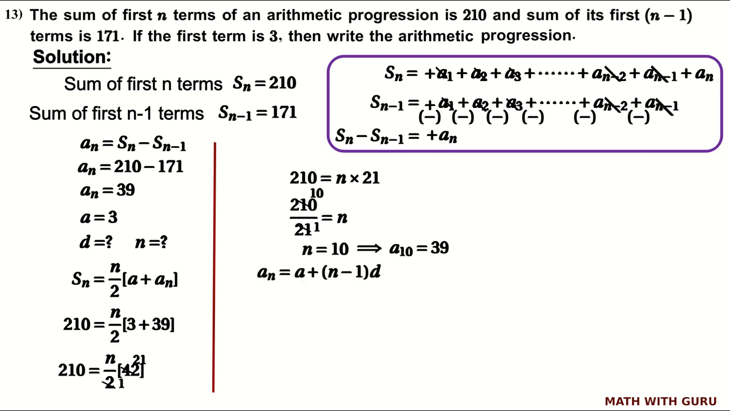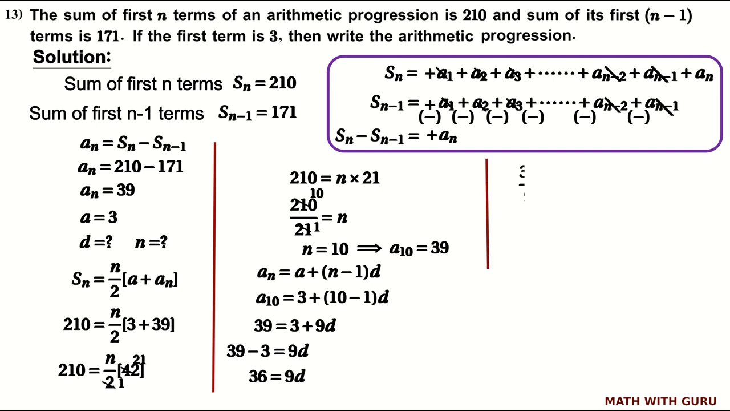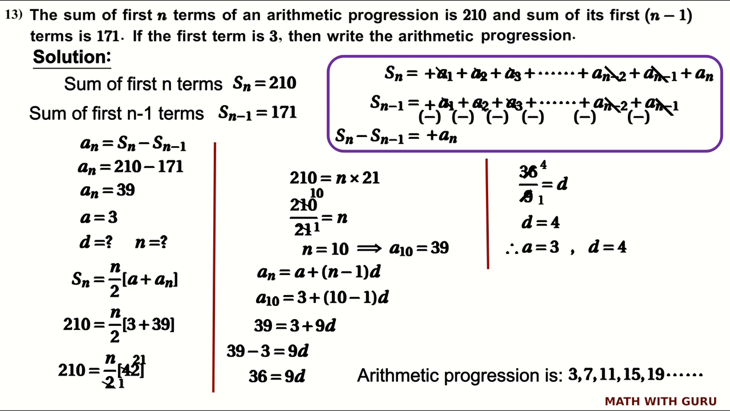An equals A plus n minus 1 into D. A10 equals 3 plus 10 minus 1 into D. 39 equals 3 plus 9D. 39 minus 3 equals 9D. 36 equals 9D. 36 divided by 9 equals D. 9 ones are 9, fours are. D equals 4. A equals 3, D equals 4. Now we can write down the arithmetic progression. First term is 3. Go on adding 4. 3, 7, 11, 15, 19 and so on.